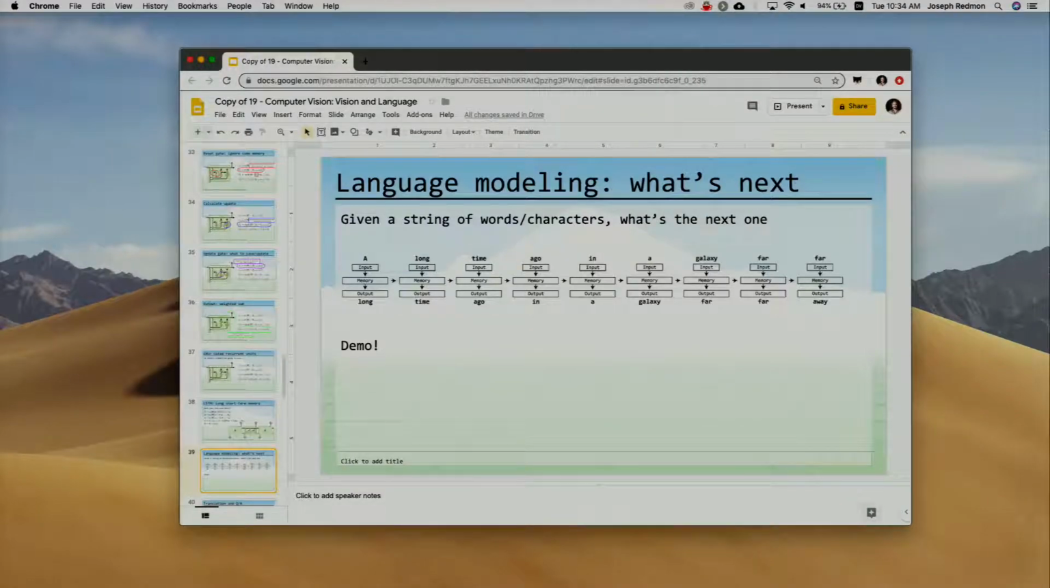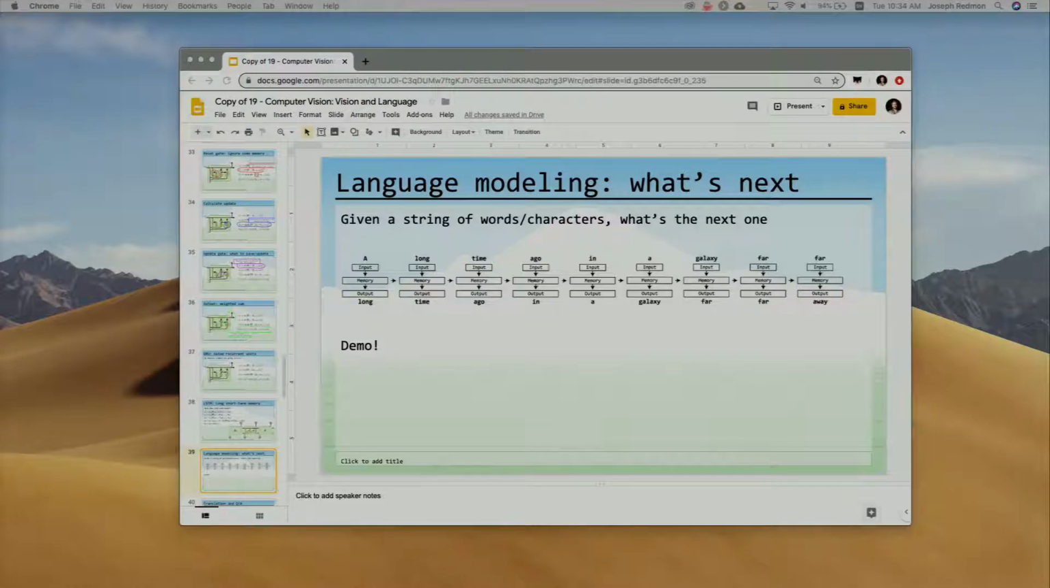Where's my mouse? Just trying to find it.